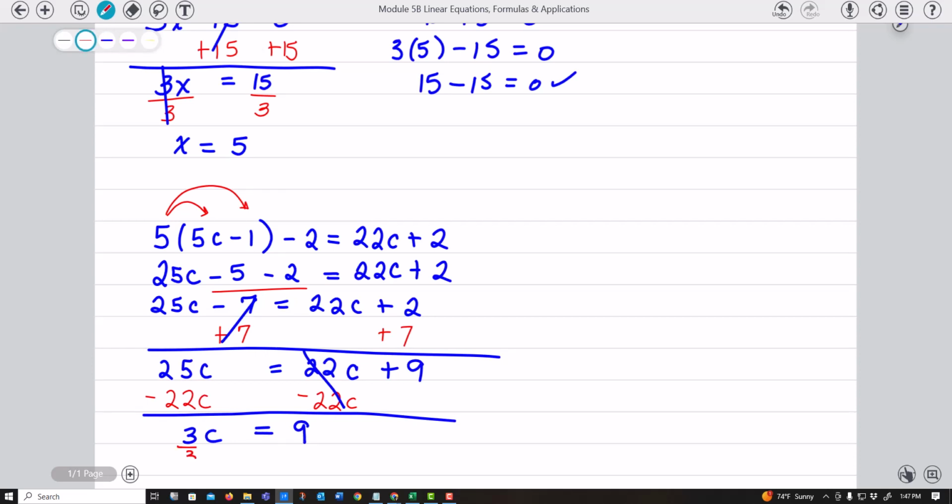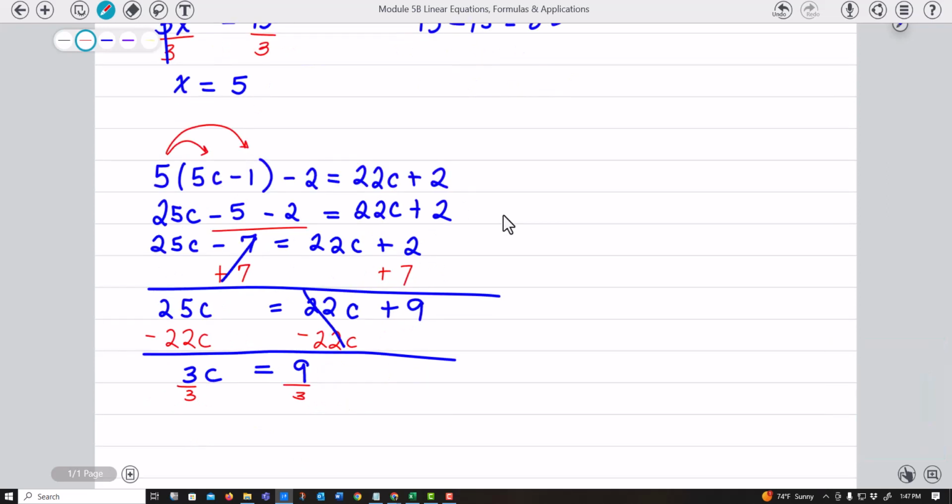I can now divide both sides by 3, and it looks like, if I can scroll, that I get my final answer of c equals 3. And what are you going to do? You're going to check it. So just very quickly, and when you check your answer, you always check it at the very first step.